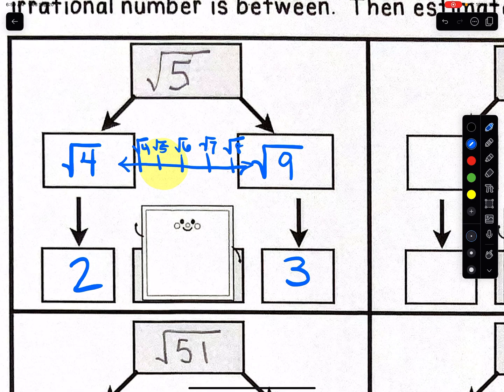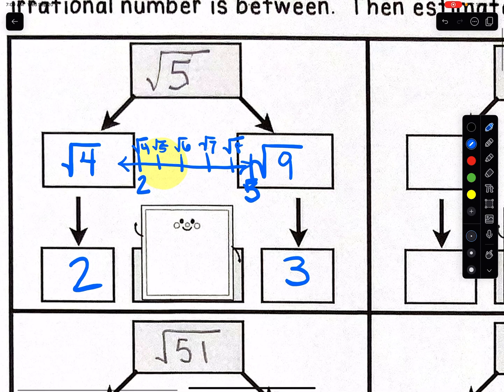So just like picturing on the number line, my decimal should be closer to 2. Square root of 4 is 2. The square root of 9 is 3. So if you're thinking mathematically, this square root of 5 is closer to 2. So I'm going to guess 2.1. Is that exactly perfect? No, but it's close enough.